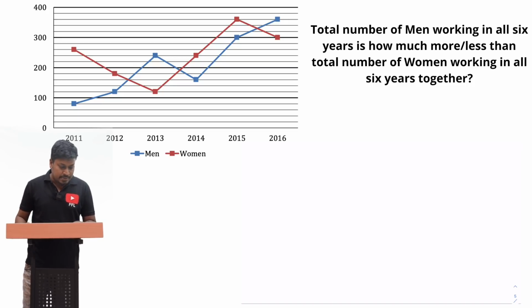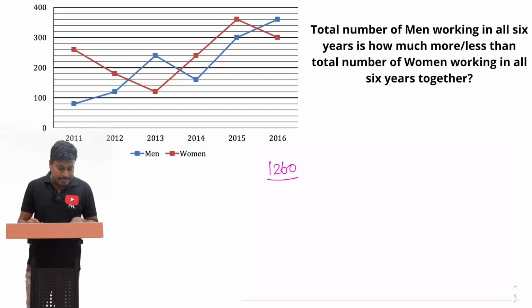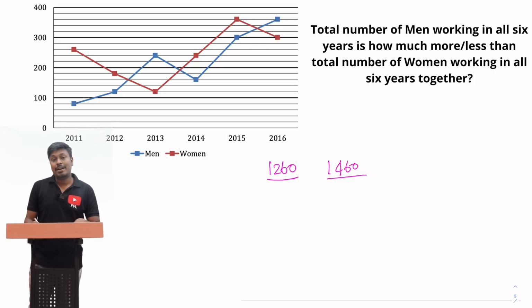Got it? So first is what? 80. So 80, 120, which is 200, 240, 440. So 160, 300, 360, which is 1260. Got it? So next will be 260, 180, 400, 520, 240, 390. So 360, 360, 660, 1460. Got it? So I have just added all the values by just seeing the chart.